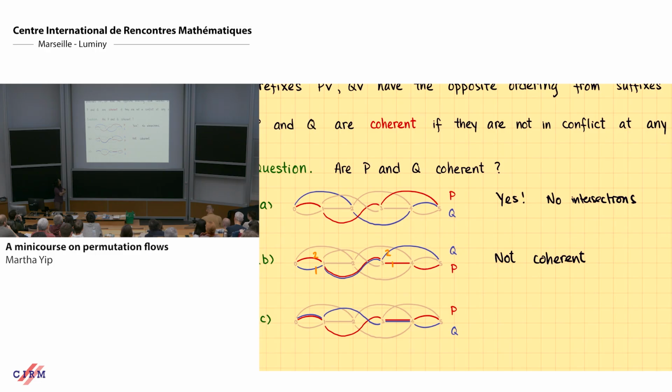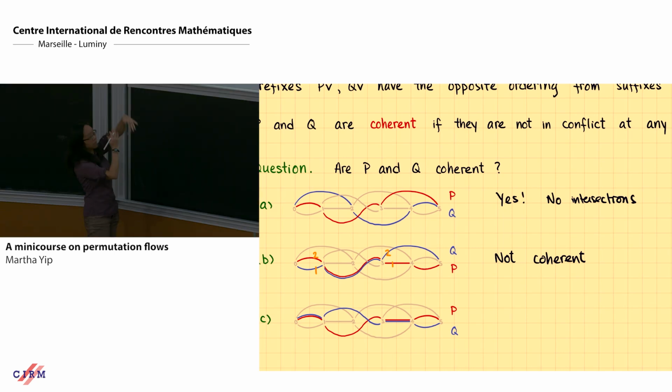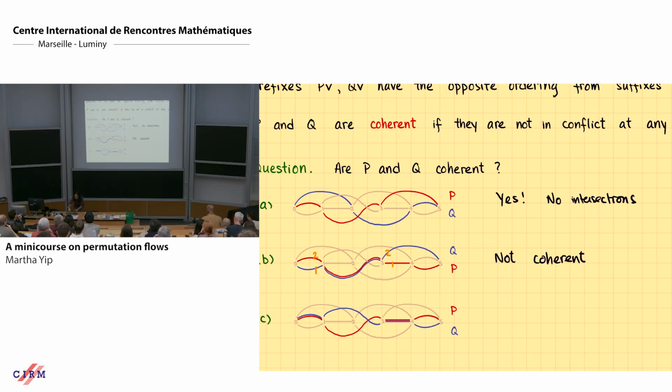Right, one more. Are they coherent? Yes, but it takes a while to check. You have to look at every single vertex, look at the prefix, suffix, compare. Sometimes if your graph gets really crazy and it has edges that twist, it's visually a little bit difficult to check, but yes, this one is coherent as well.